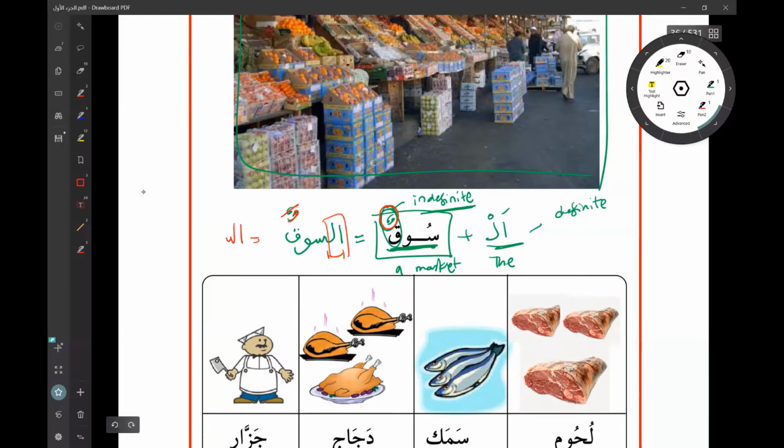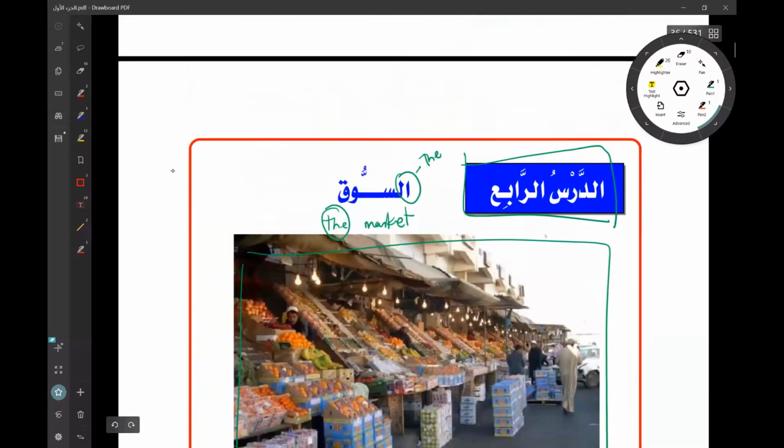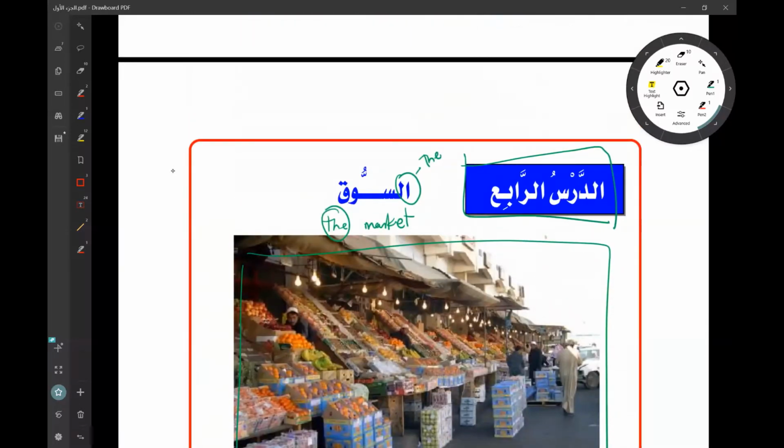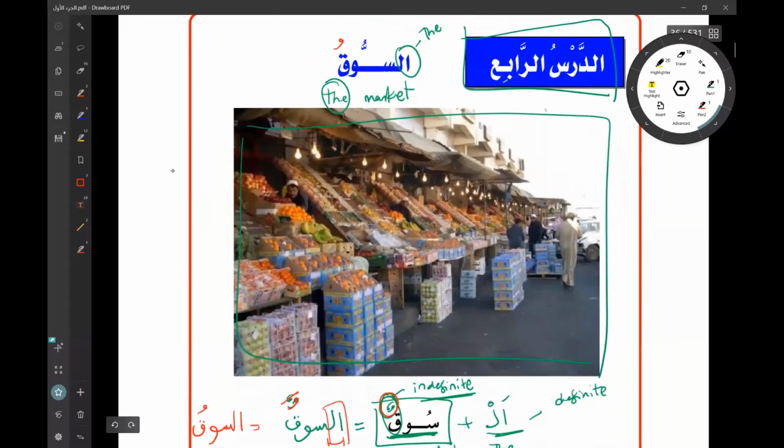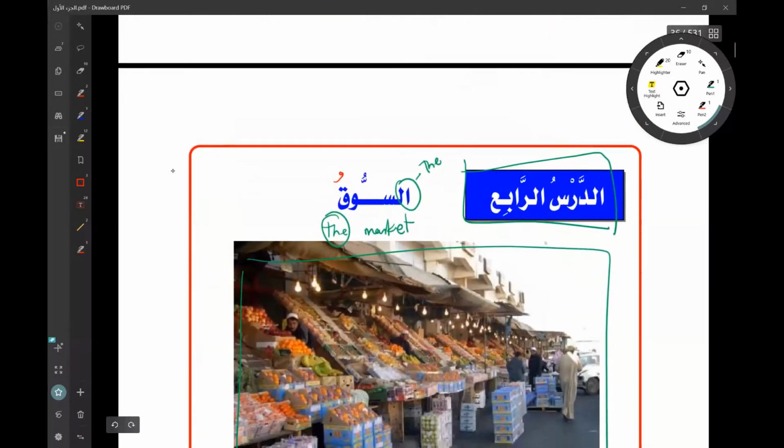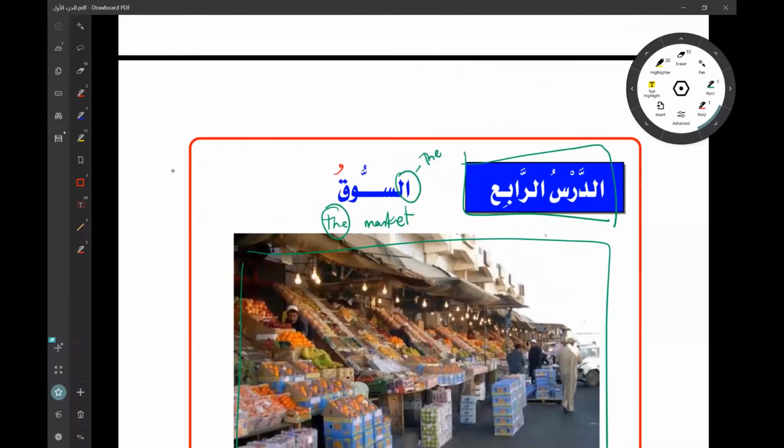Okay, as-suqu. So going back here, what's going to be on top of the qaf is one dhamma. As-suqu, the market. Okay, the market. We can do the same thing with most of the words that we've learned. Remember in the last lesson we were talking about ash-sharq. Okay, east is sharq, and when we want to say "the east," we had to say ash-sharq. Okay, gharb, al-gharb, right? So same thing.